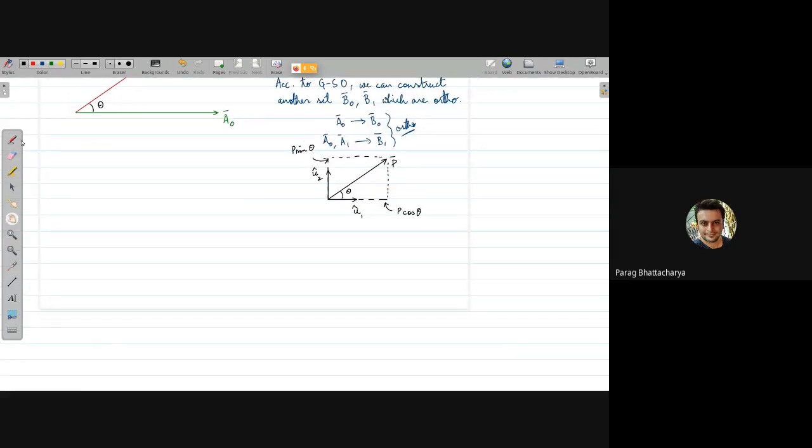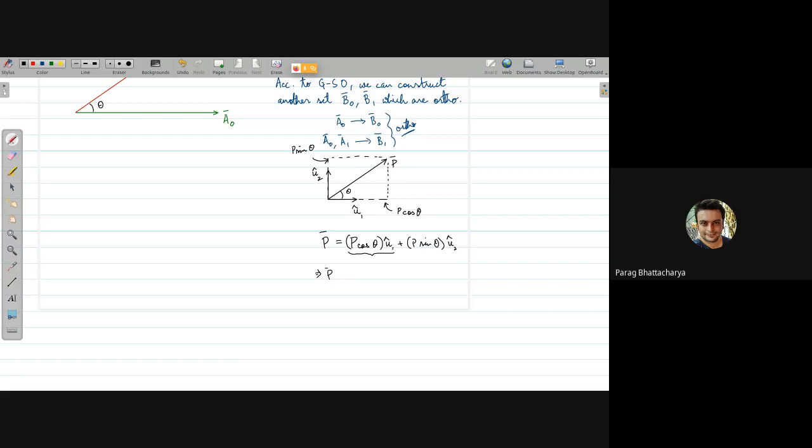So now we can write this vector p as p cos theta into u1 cap plus p sine theta into u2 cap. You can write it like this. Because it is magnitude scaled into a unit vector, that is going to give me some vector. So we might as well call this vector p.